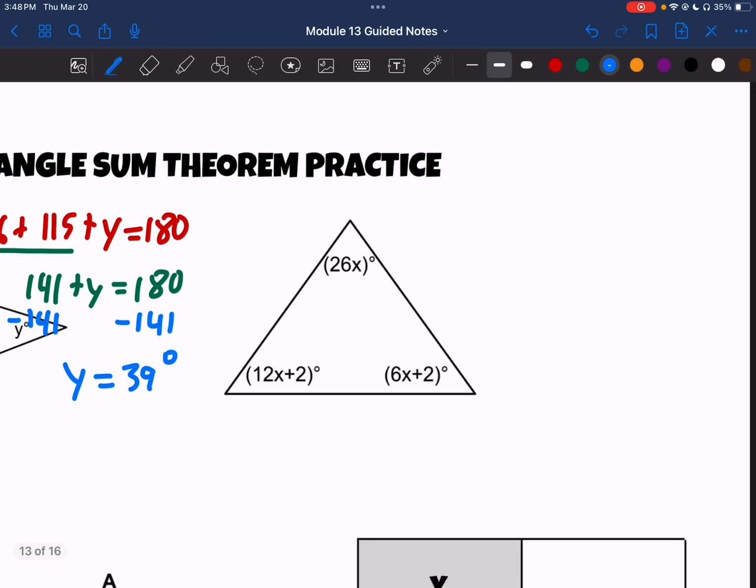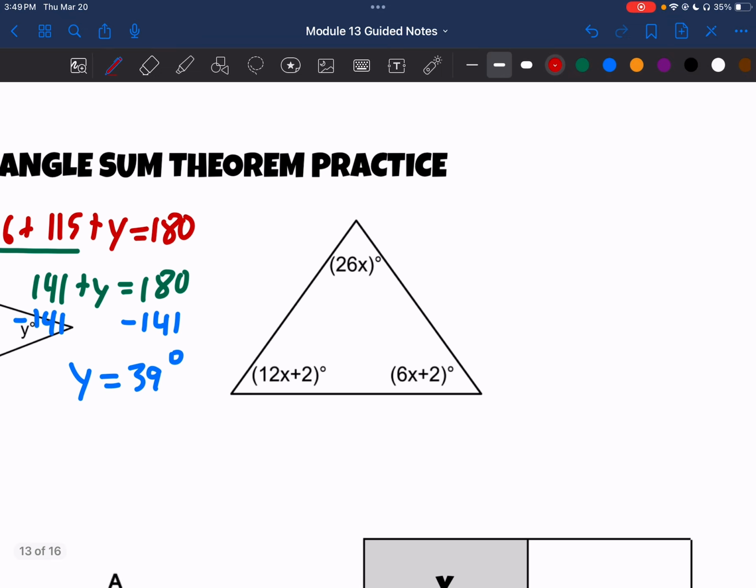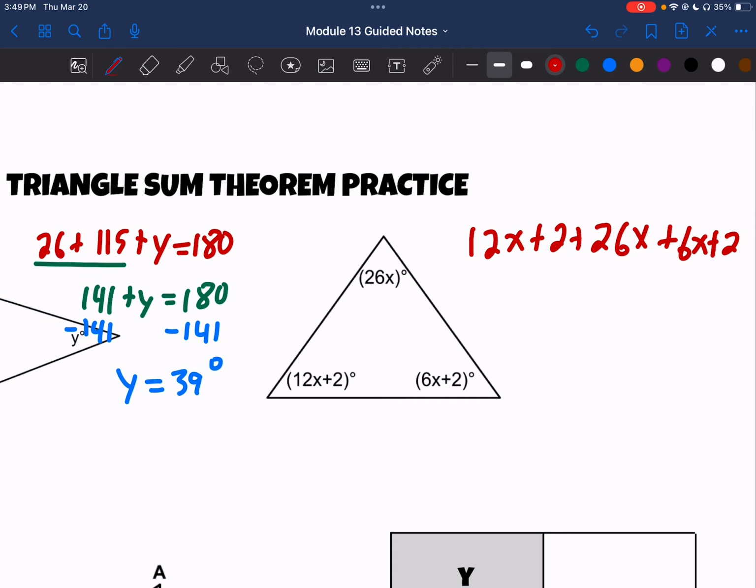All right, now let's look at our second one here. We have 3 expressions relating to x, so we're going to start off 12x plus 2 plus 26x plus 6x plus 2, and that's going to equal 180. And we lost kind of room there, but we're going to make it work.